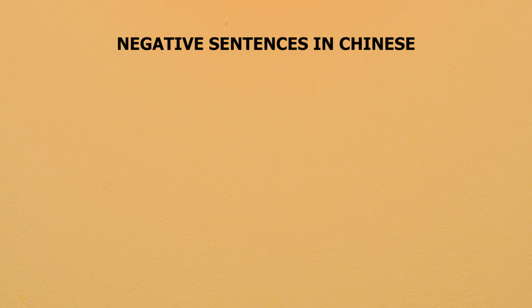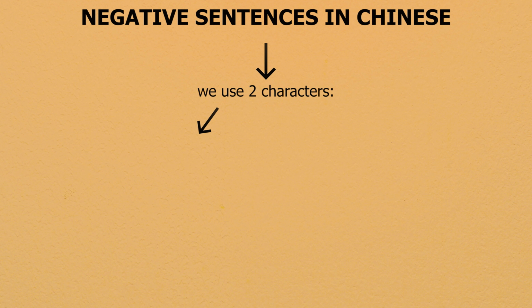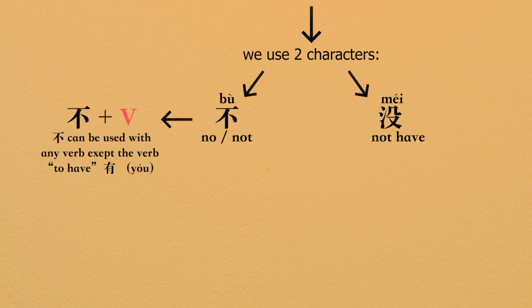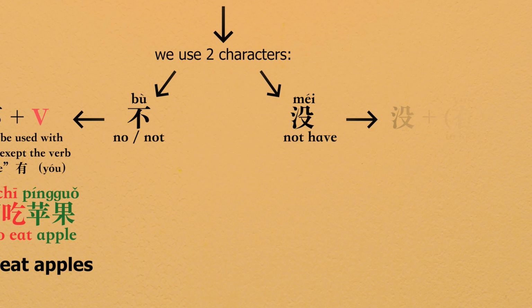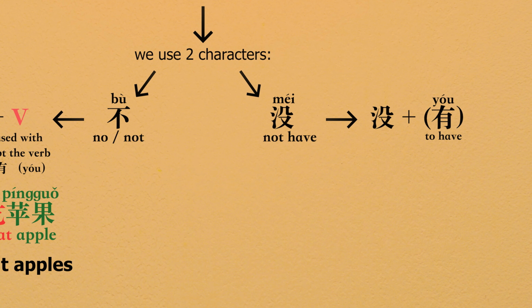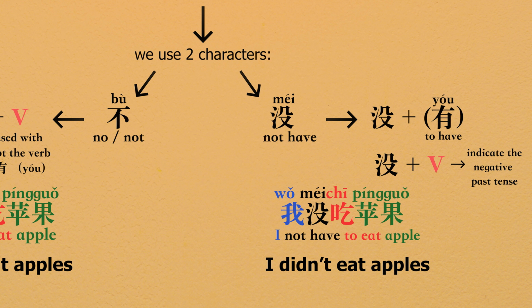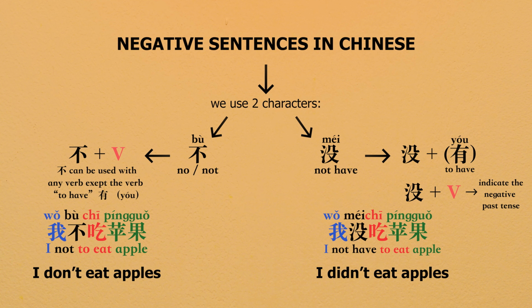To make negative sentences in Chinese, we use two characters, 不 and 没. 不 can be put before any verb except the verb to have, 有. For example, 我不吃苹果. I don't eat apples. 没 is the negative form of the verb to have, 有 in parentheses, because it can always be omitted. 没 can also be put before any verb, but when it's put before any verb, it indicates the negative past tense. 我没吃苹果. I didn't eat apples.